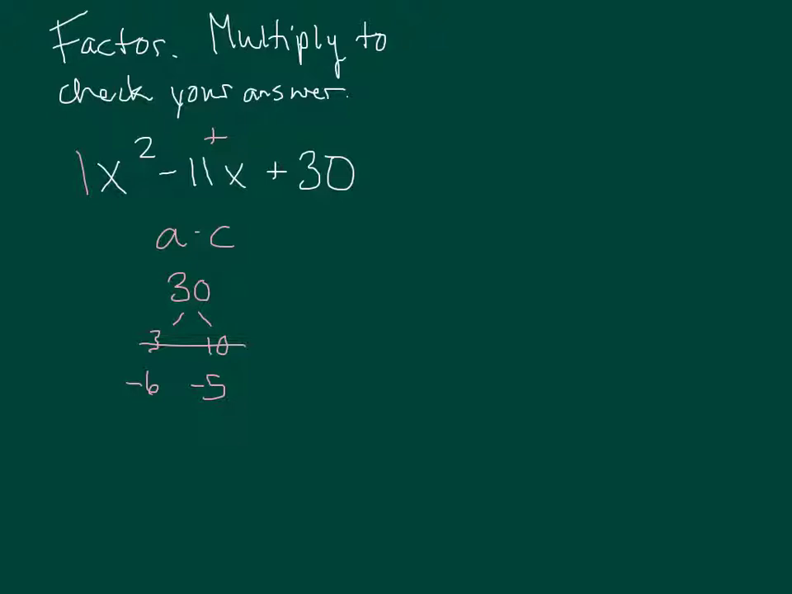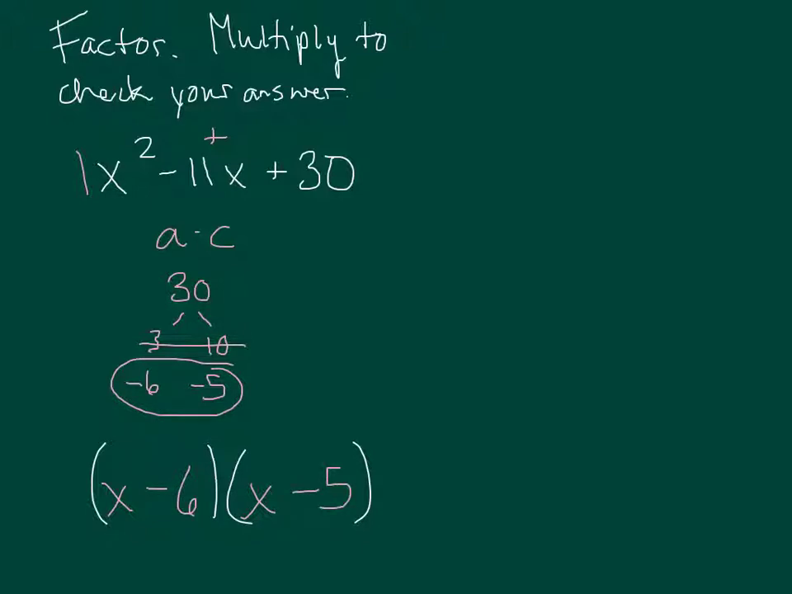So what we're doing here, we're going to set up our parentheses. We're going to split apart this x squared into x and x. And then we're going to put these numbers inside our parentheses. So we have x minus 6, x minus 5 is our final answer.